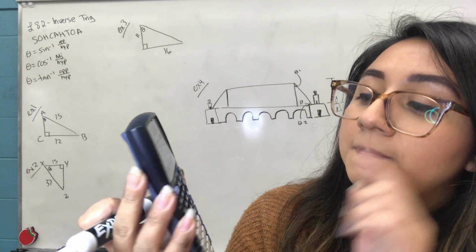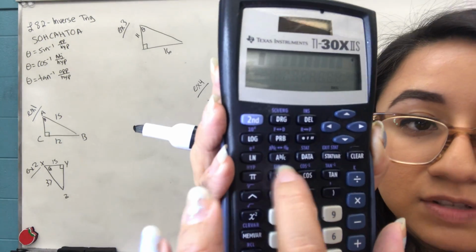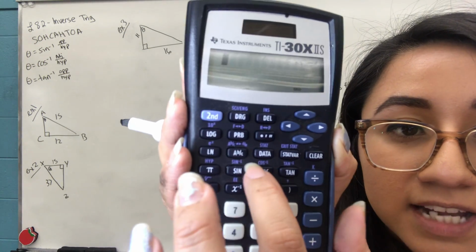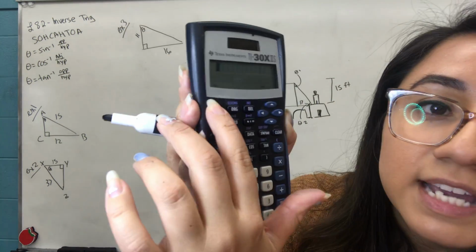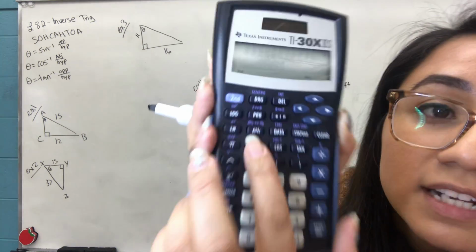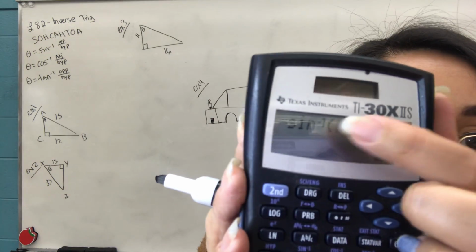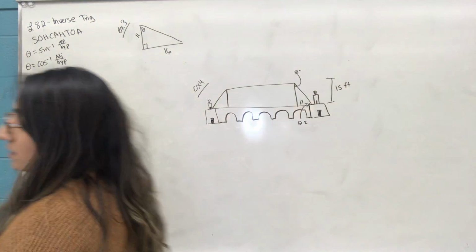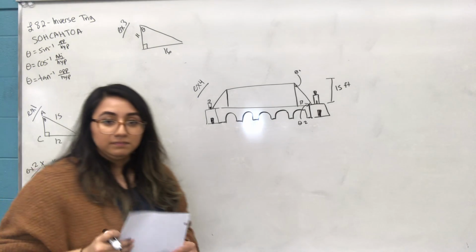So I'm gonna put equal. So the inverse is those little -1. So the sine to the -1, cosine, tangent, you'll do second, and then let's say for sine, and you'll see the sine -1. So you're gonna be using that button to solve for each one of these.